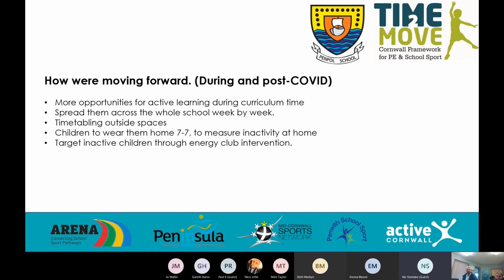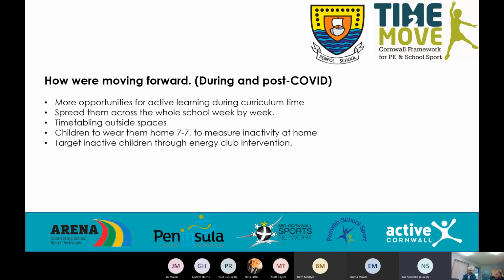And if we can trust them, what I'd like the children to do is to wear them home and wear them as close as they can from 7 to 7. Because at the moment, all we're doing is monitoring physical activity during the school day. But I think it'd be brilliant for us to be able to collect that information from, as I said, 7 to 7 to find out which children are inactive at home, because that will allow us to target those inactive children through intervention, just like you would for children who are struggling with maths or English. You give them intervention. This would highlight those children and would allow us to target them through an Energy Club intervention.